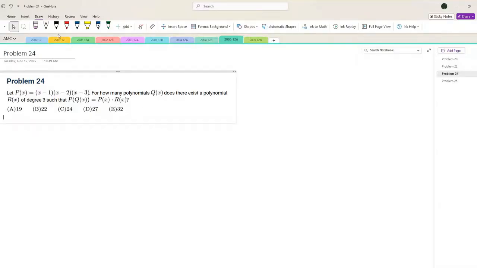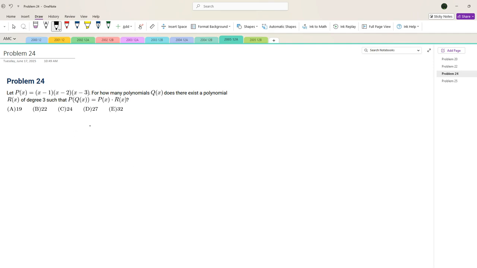Hi everyone, today I'll be talking about 2005 AMC 12A problem 24. Let P(x) = (x - 1)(x - 2)(x - 3). For how many polynomials Q(x) does there exist a polynomial R(x) of degree 3 such that P(Q(x)) = P(x) times R(x)?